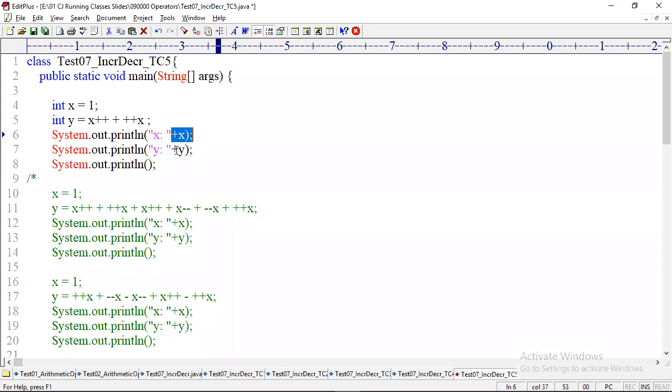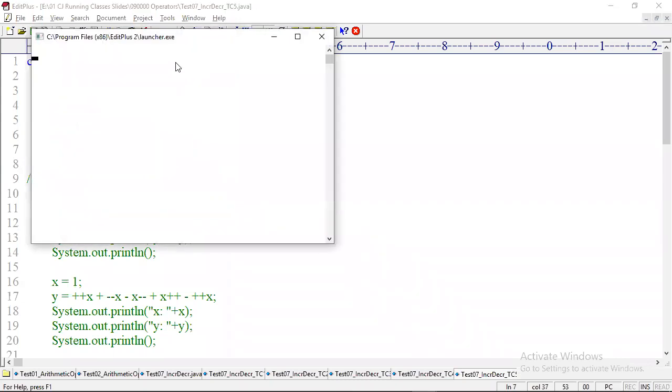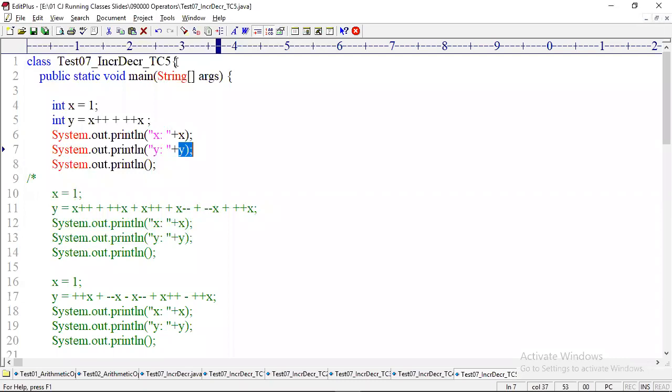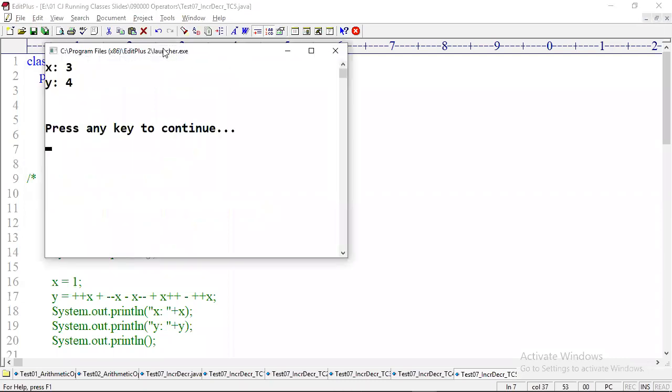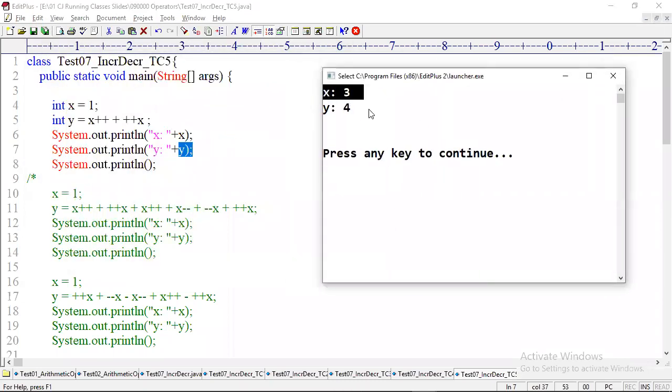So X value is 1, Y value is 4. Control 1, control 2. X value 3, Y value 4.